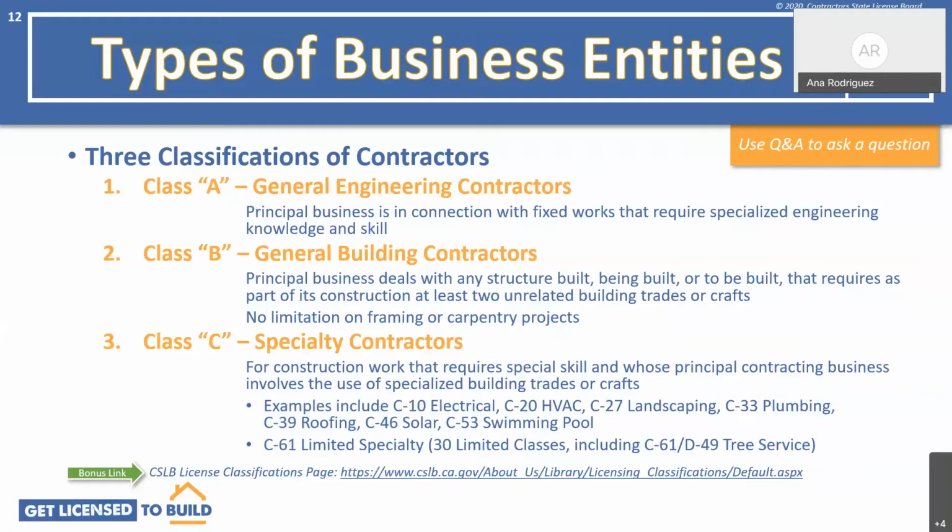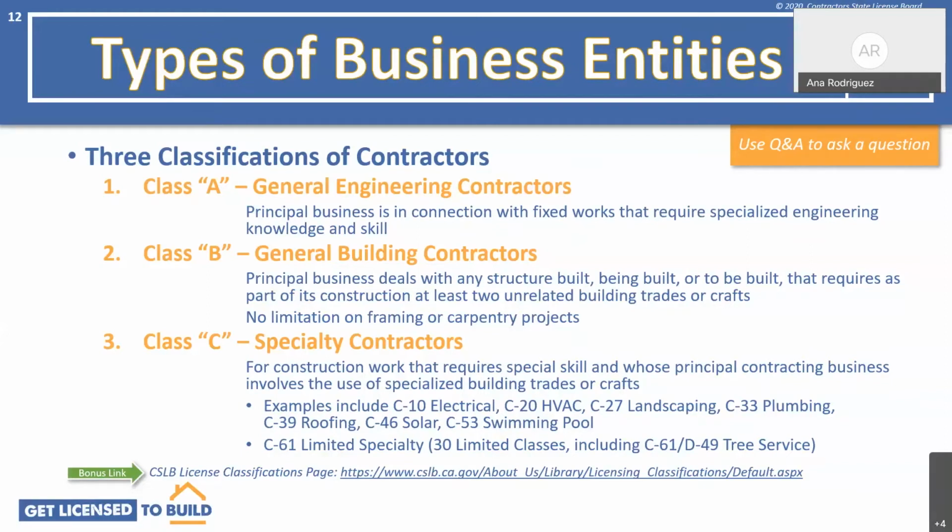The final class is C, or Specialty Contractors. These licenses are for construction work that requires special skills and whose principal contracting business involves the use of specialized building trades. Examples for this class include C10 Electrical Contractors, C20 HVAC Contractors, C27 Landscaping Contractors, C33 Plumbing Contractors, C39 Roofing Contractors, C46 Solar Contractors, and C53 Swimming Pool Contractors. And that's just to name a few.